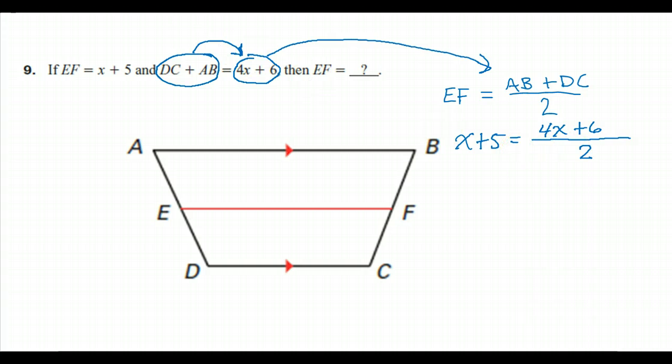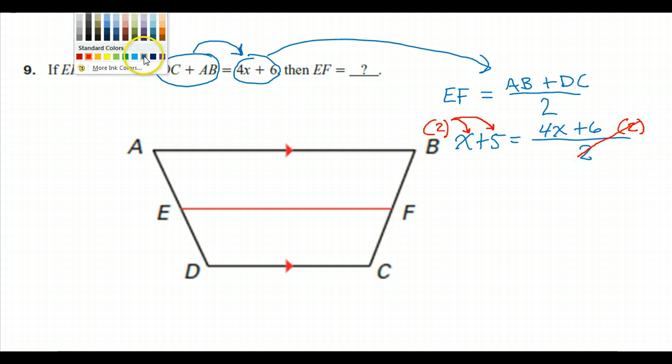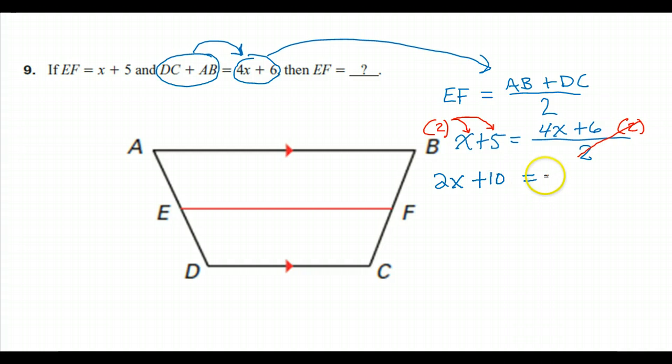In order to solve this equation, one thing I can do is multiply by the denominator. So if I multiply by 2 on this side of the equation, and I multiply by 2 on this side of the equation. Over here I'm going to have to do the distributive property though. Over here these twos are going to cancel each other out. So this is going to give me 2x plus 10 is equal to 4x plus 6. These twos just cancel each other out.